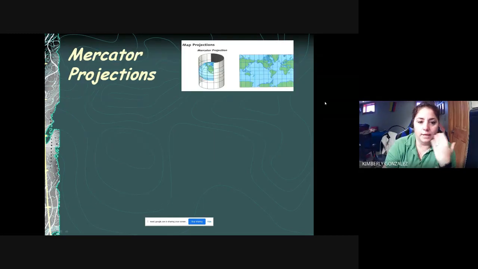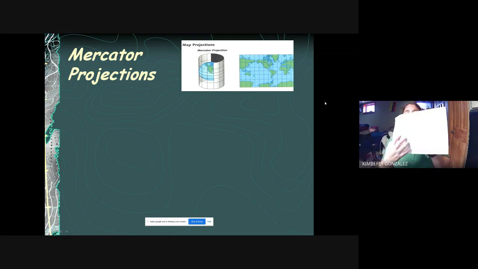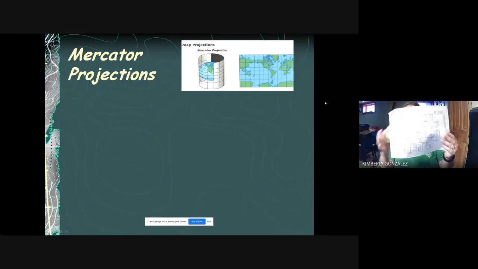So this is the first map projection. It's called a Mercator projection. It's the typical one that you see in social studies class, or you've seen since you were little. It's when they take the globe and basically wrap a piece of paper around the globe, and then they unpeel it.